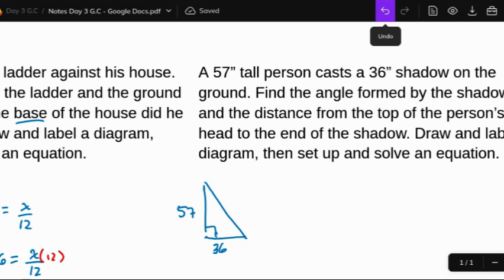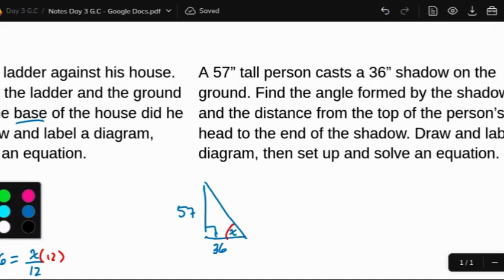I can kind of tell why students think that it's a hypotenuse, because they see the head looking down at the shadow, but the shadow is on the ground itself. That's what we measure. We measure the length of the shadow on the ground. And then we're asked to find the angle formed by the shadow and the distance from the top of the person's head to the end of the shadow, so that means that's the little x down there.